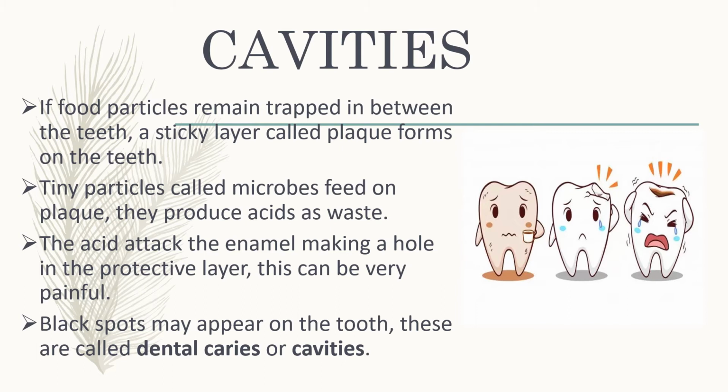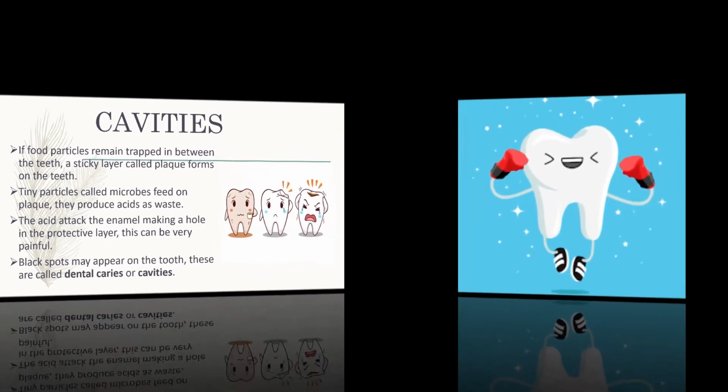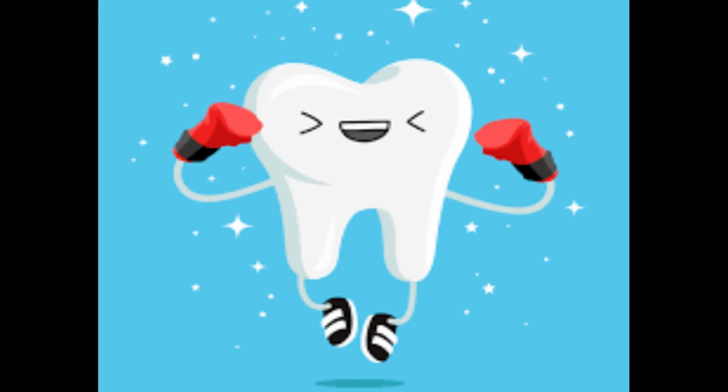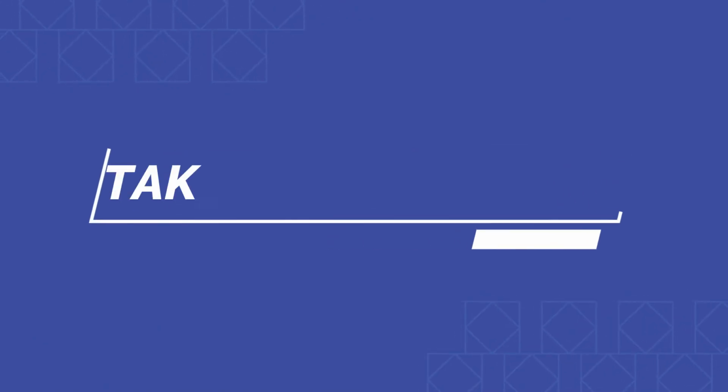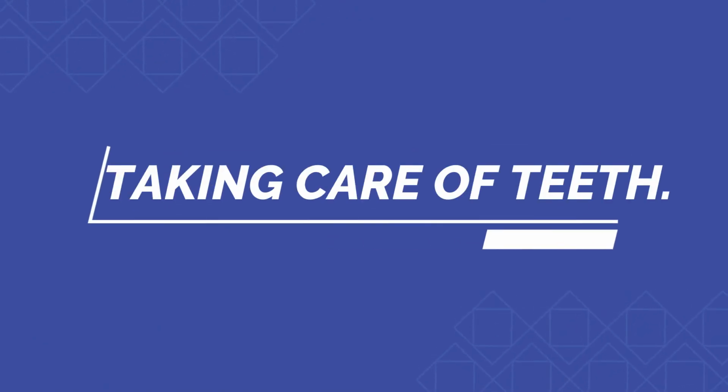This can be very painful, and also black spots may appear on the tooth. This indicates the decay of the tooth called dental caries or cavities. So children, we must keep our mouth clean and eat food that will make our teeth stronger. So now let us know how we should take care of our teeth.